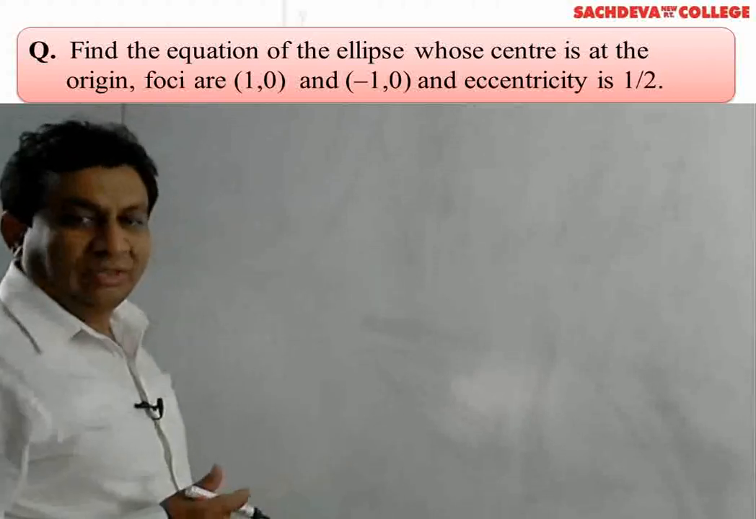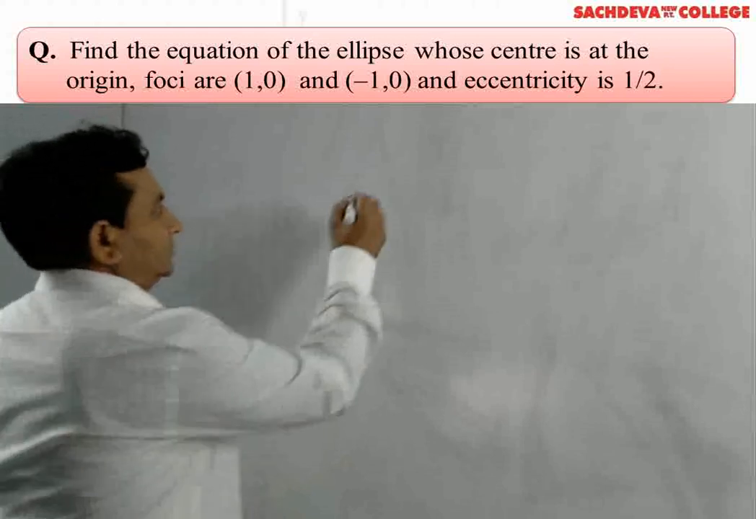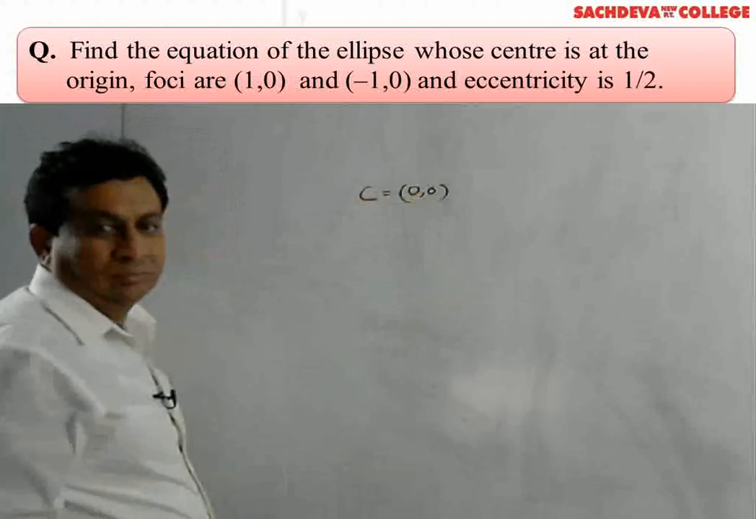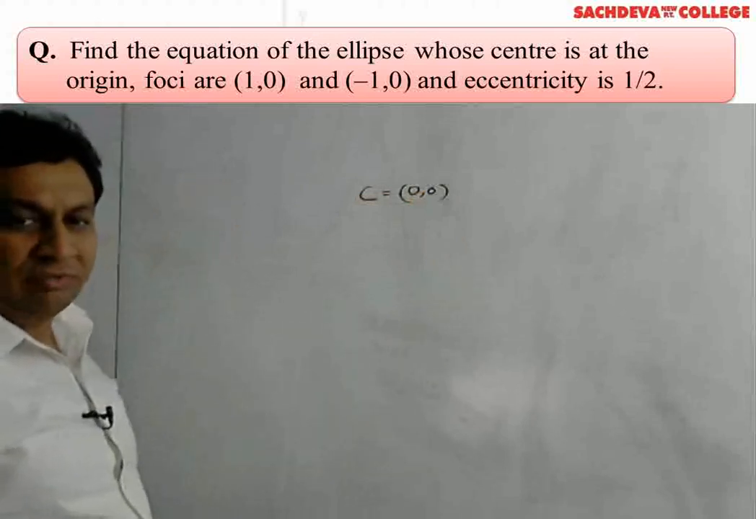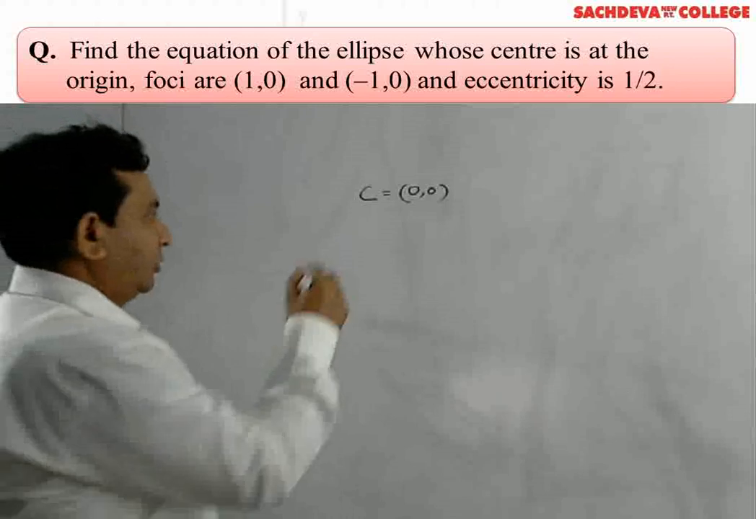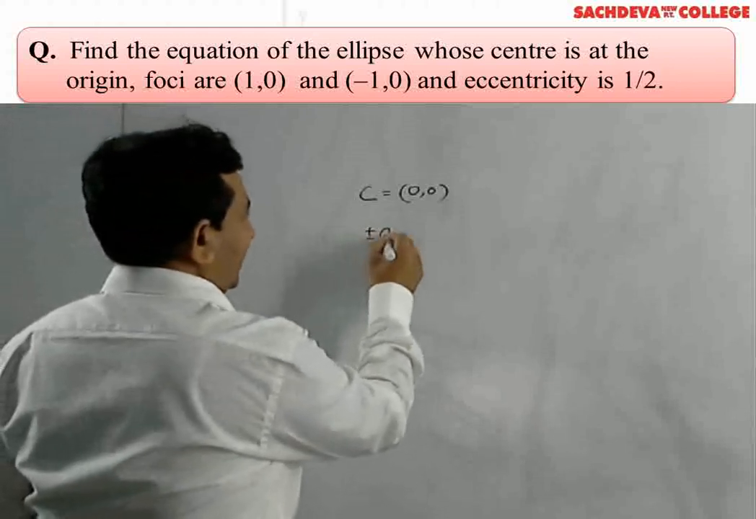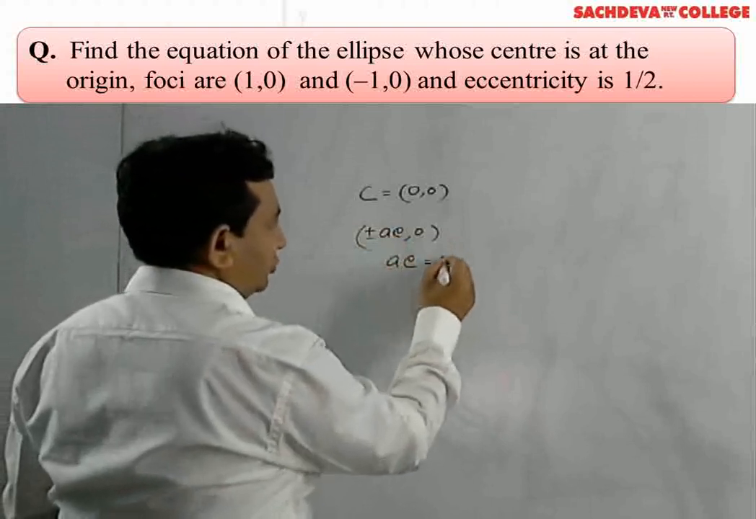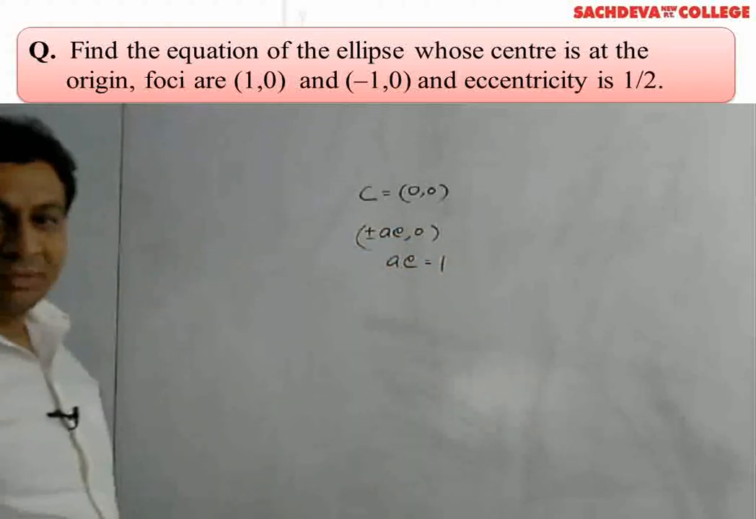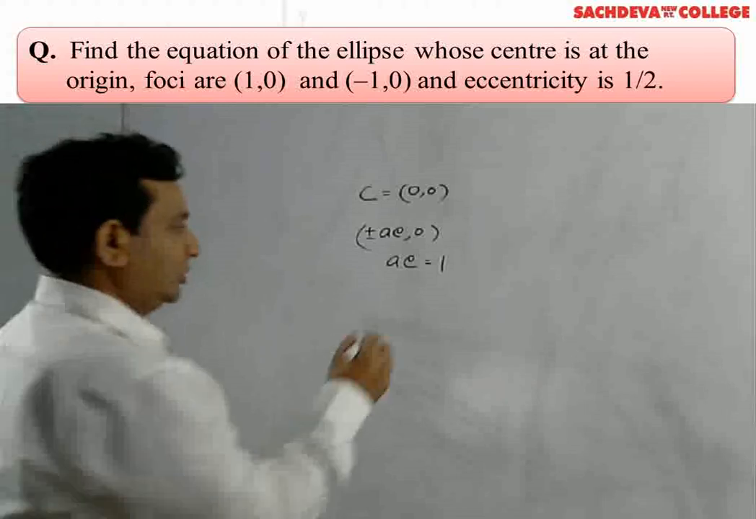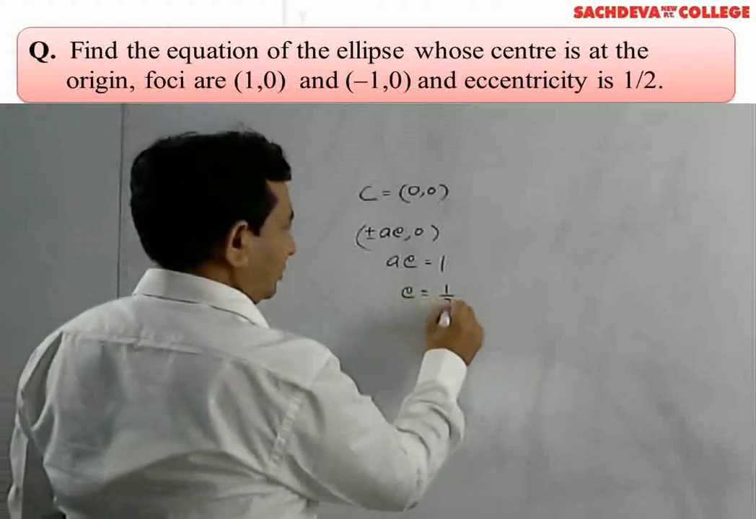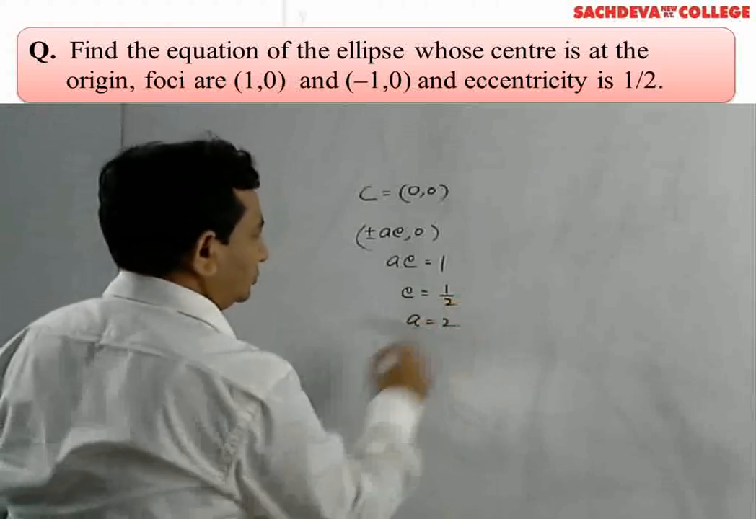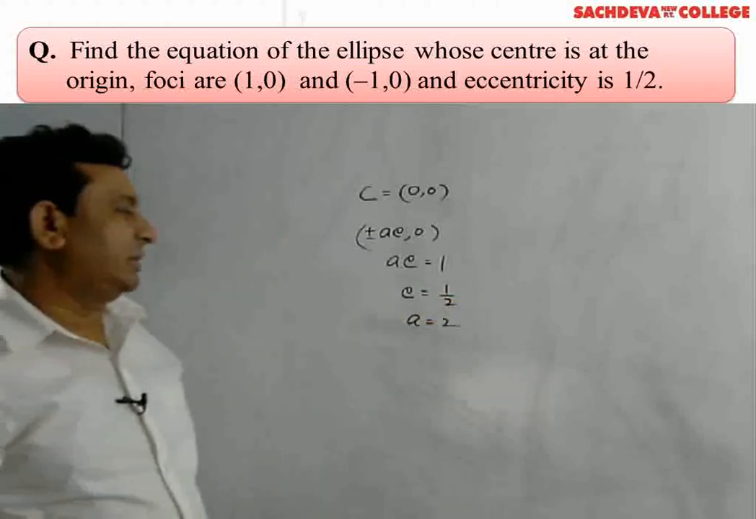Given that the center point is the origin, and the coordinates of focus are (1, 0) and (minus 1, 0). We know that the coordinates of focus are plus minus ae, 0. It means ae will be equal to 1. Because eccentricity is 1 by 2, e is 1 by 2 given. Now on putting the value of e here, we find a is equal to 2. This is the length of the semi-major axis.